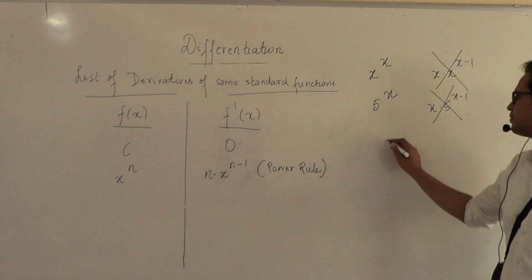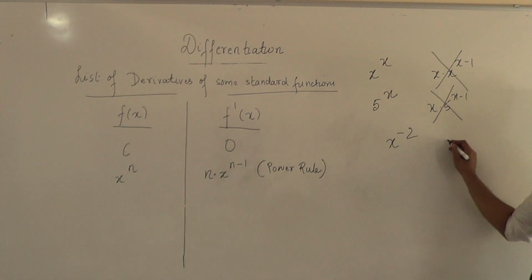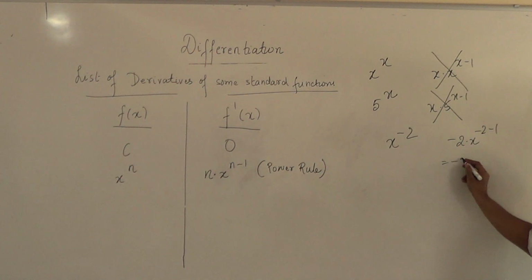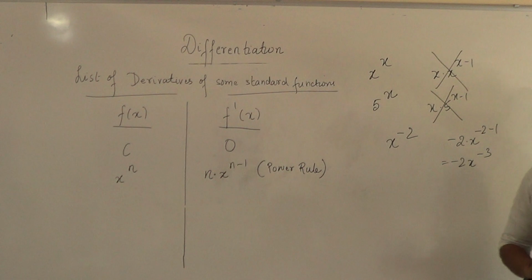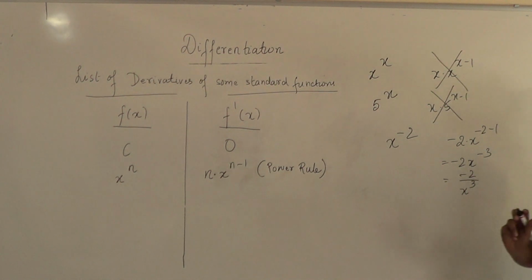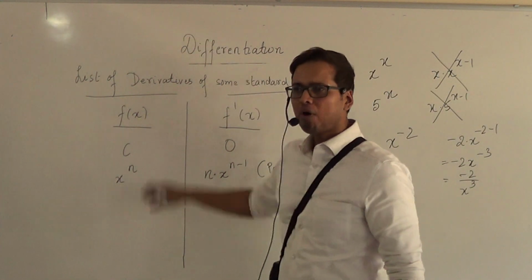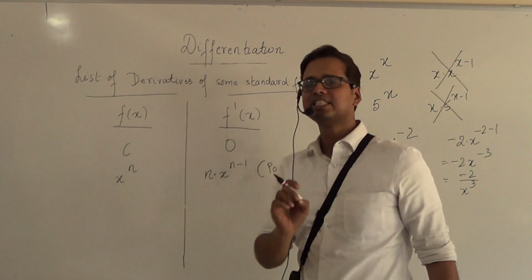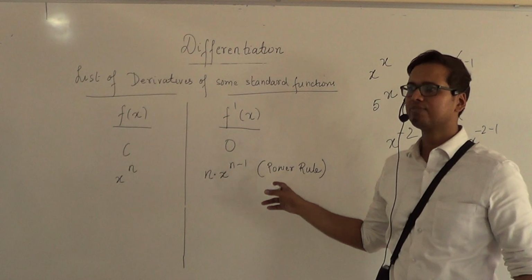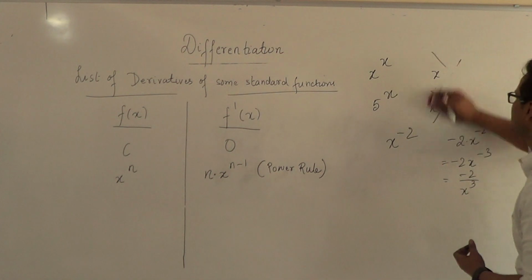If I say what is the derivative of x to the power minus 2, then yes, you can use this formula. You will say minus 2 into x to the power minus 2 minus 1, which is minus 2 x to the power minus 3. Or you can say minus 2 by x cube. Right? So please keep all these rules in your mind because they are the basic functions' derivatives. Nobody should forget them for the rest of your life. Given that you're going to become engineers, you can't afford to forget them.